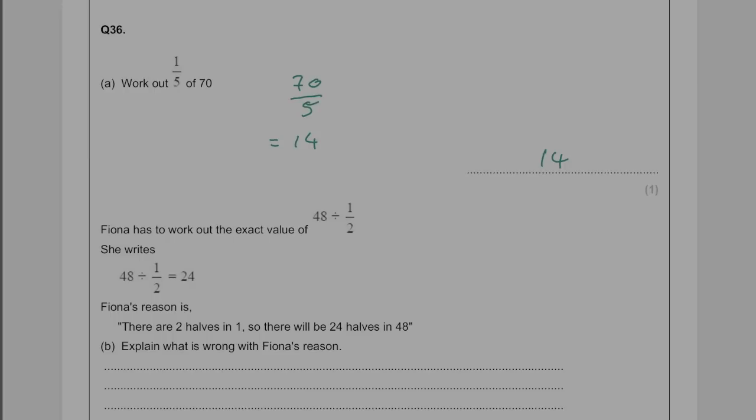Fiona has to work out the exact value of 48 divided by a half. She writes 48 divided by a half is equal to 24. Fiona's reason is there are 2 halves in 1, so there will be 24 halves in 48. Explain what is wrong with Fiona's reasoning. So she has done 48 times by a half, not divided by a half. There are 2 halves in 1. That is true. So there will be 24 halves in 48.